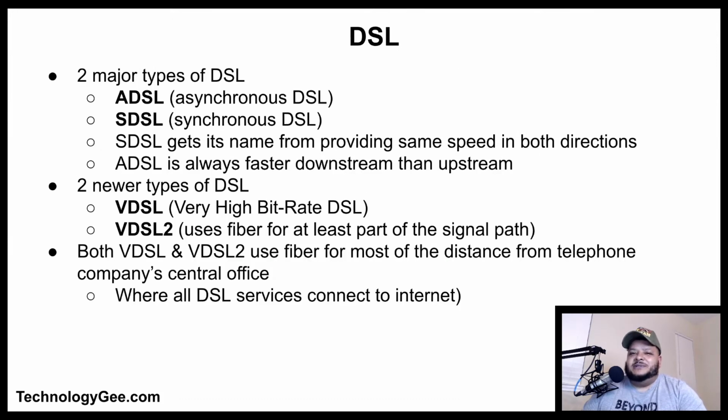The two major types of DSL that use telephone lines are ADSL, which stands for asymmetric DSL, and SDSL, which stands for symmetric DSL. The two newer types of DSL are VDSL, or very high bitrate DSL, and VDSL2, and they use fiber for at least part of the signal path. Both VDSL and VDSL2 use fiber for most of the distance from the telephone company's central office, where all DSL services connect to the internet.